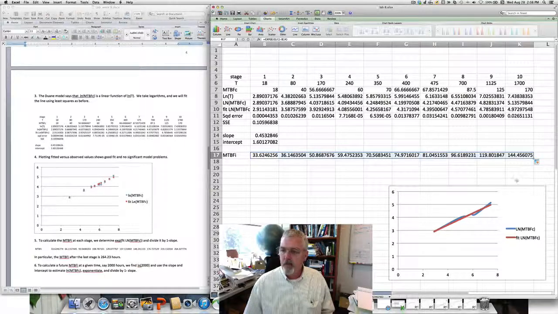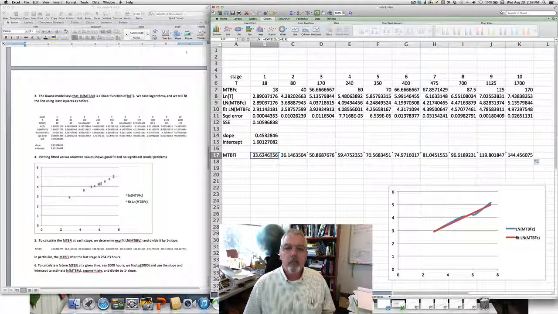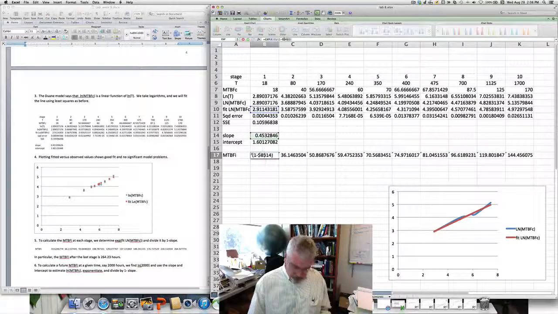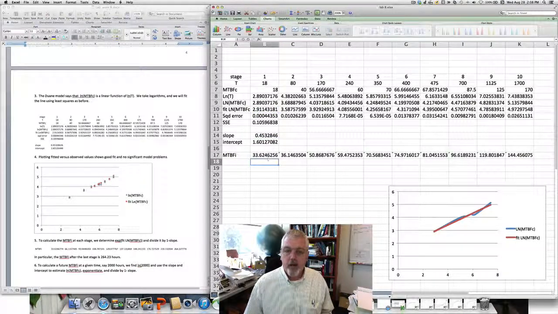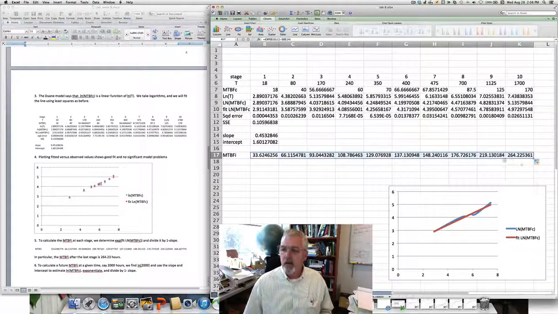And I can copy this over, and in particular, what did I do wrong here? Oh, so I did make this an absolute reference here. Okay, now when I copy it over, it wasn't subtracting off. So now when I copy that over, I get the same numbers I have in the lab sheet. And so I see my predicted instantaneous mean time between failures is now 264, which is the number we have in the lab sheet.